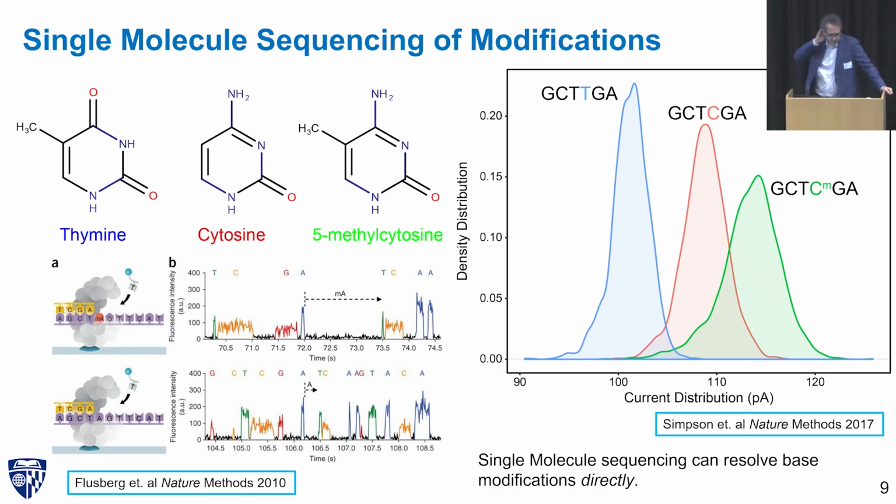Working with Jared Simpson, we then followed this up with the more mature ONT platform, and we demonstrated using a hidden Markov model, again, that we could actually call methylation using the shift in current signals, as you can see here, from GCT TGA to CGA to methyl CGA. You can distinguish all three of those possible k-mers. It was a 6-mer at the time in the R9 pore.